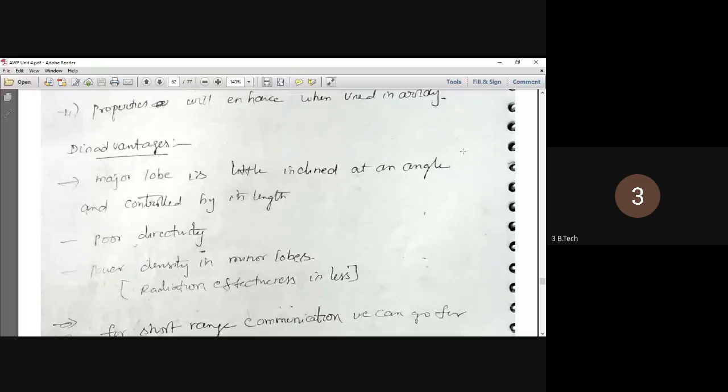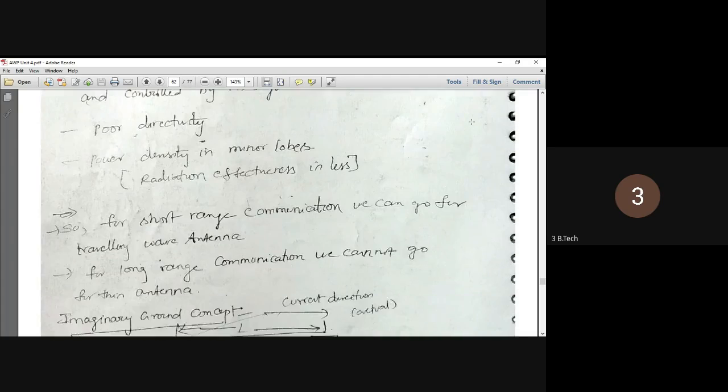Well, we come to the disadvantages. Already I told you, major lobe is little inclined at an angle and controlled by its length. The major lobe is slightly tilted. So here there is poor directivity, power density in minor lobes, radiation effectiveness is less.